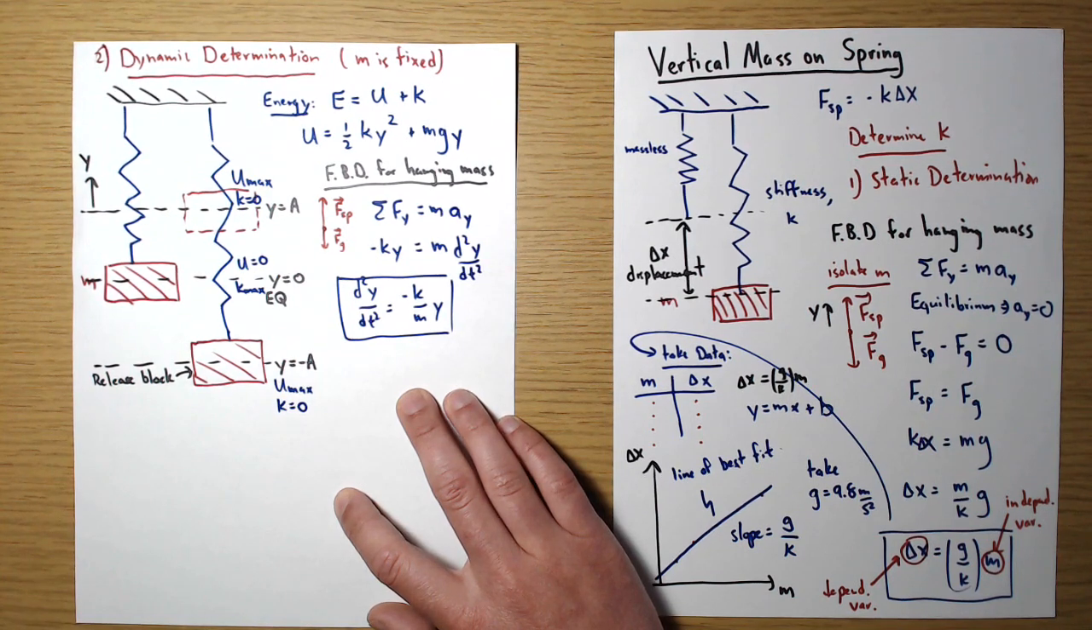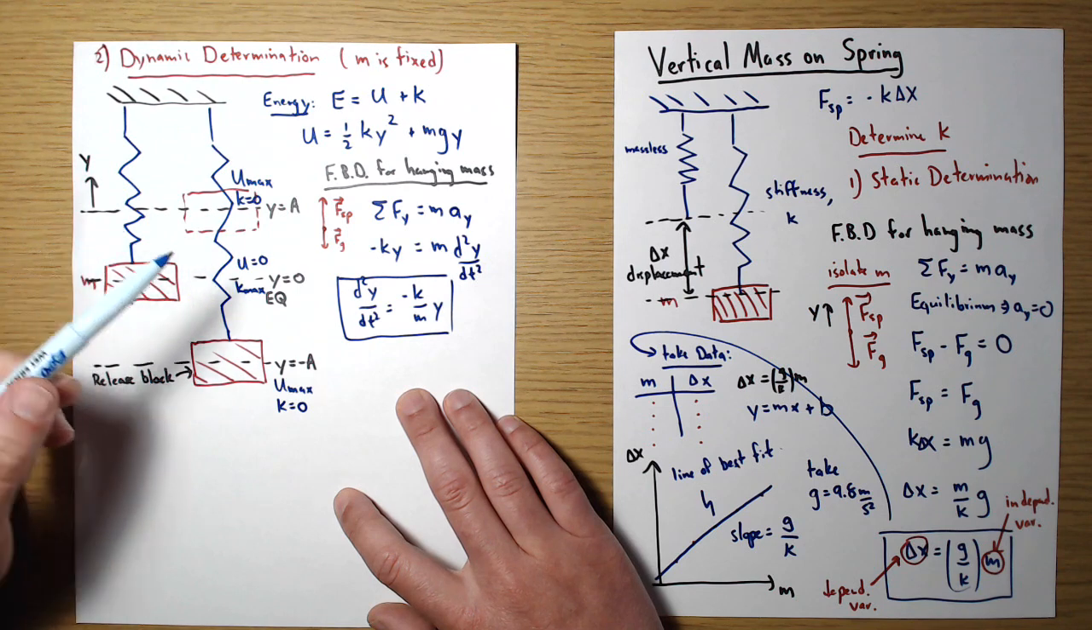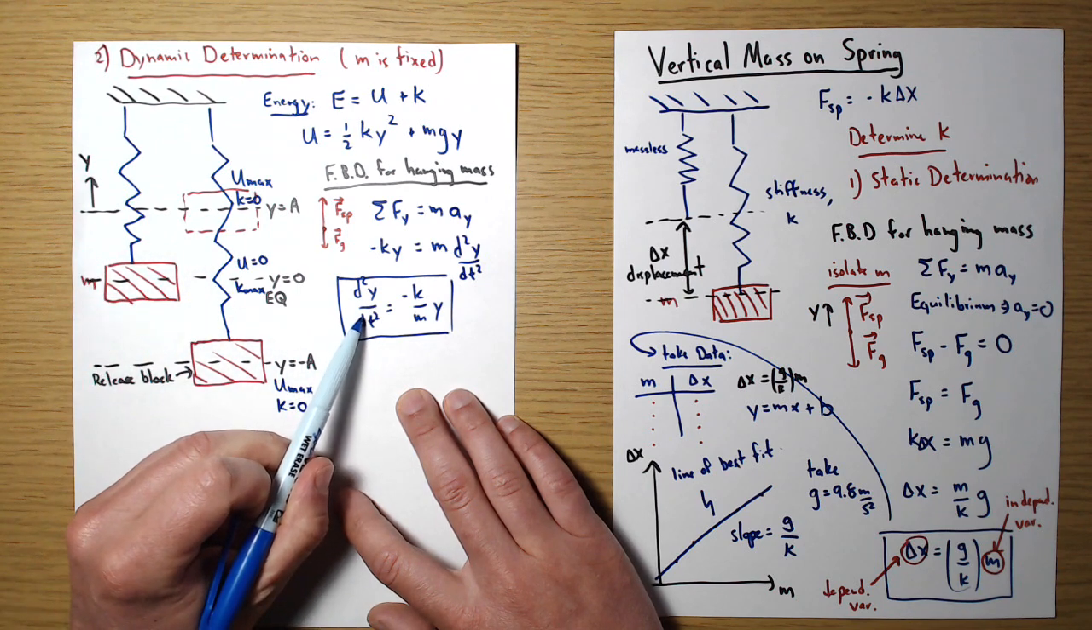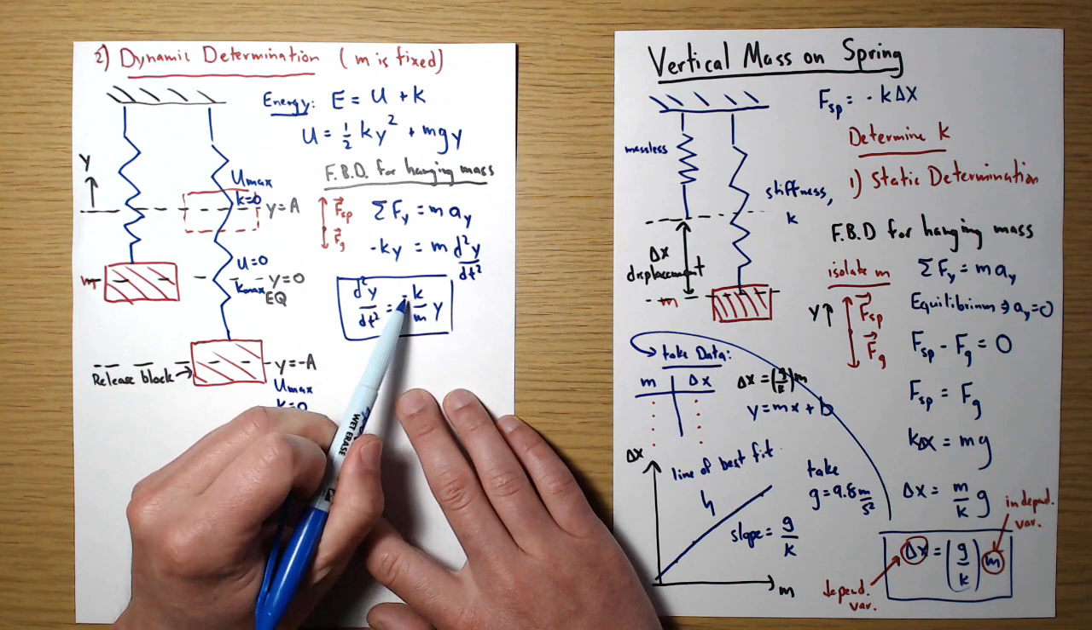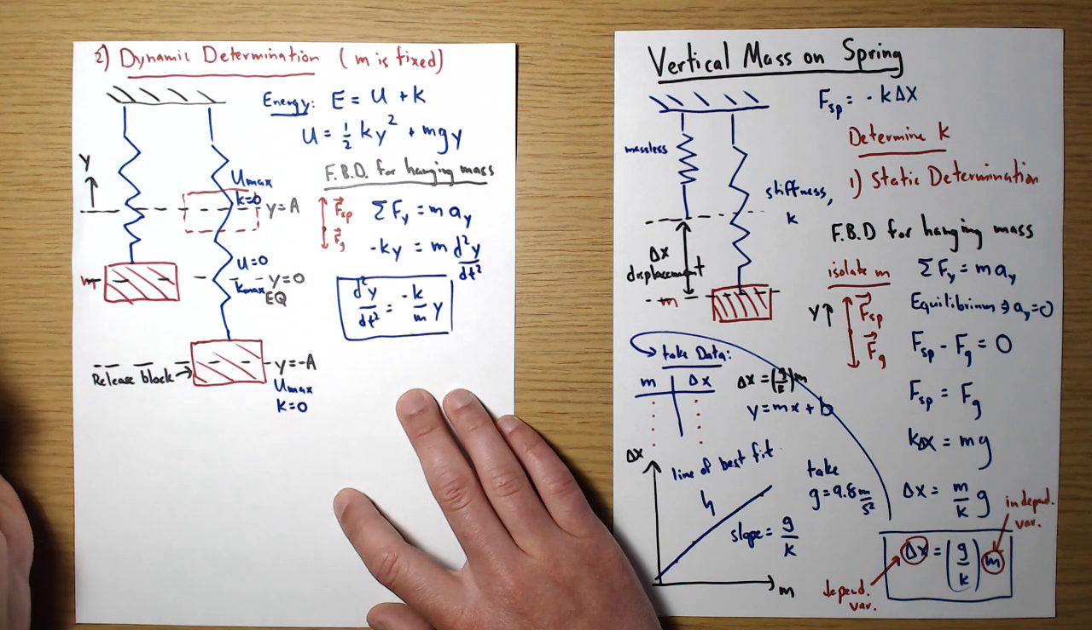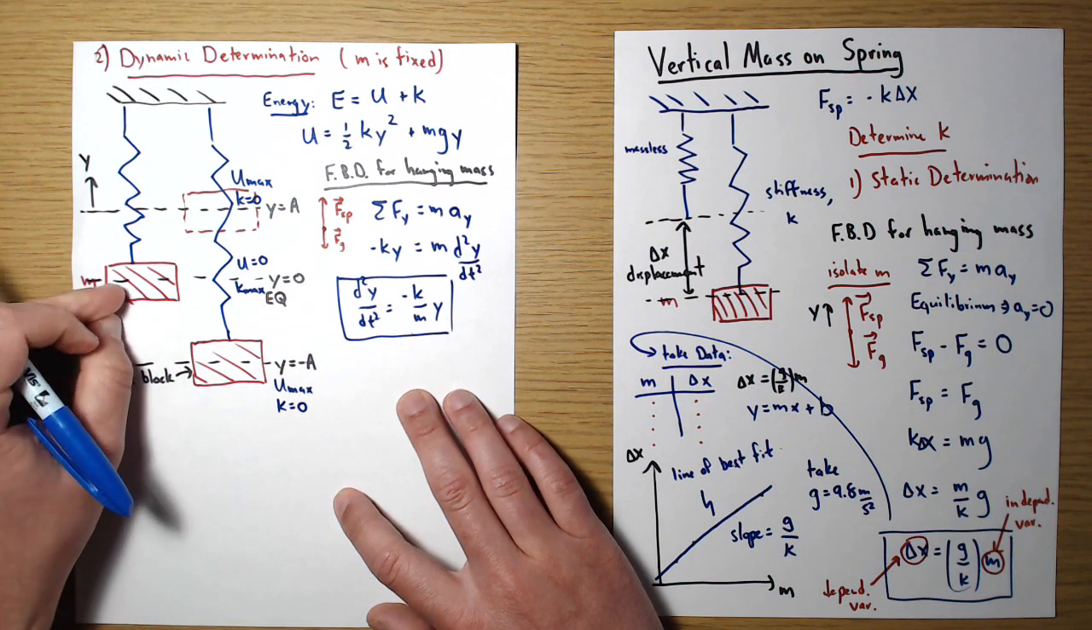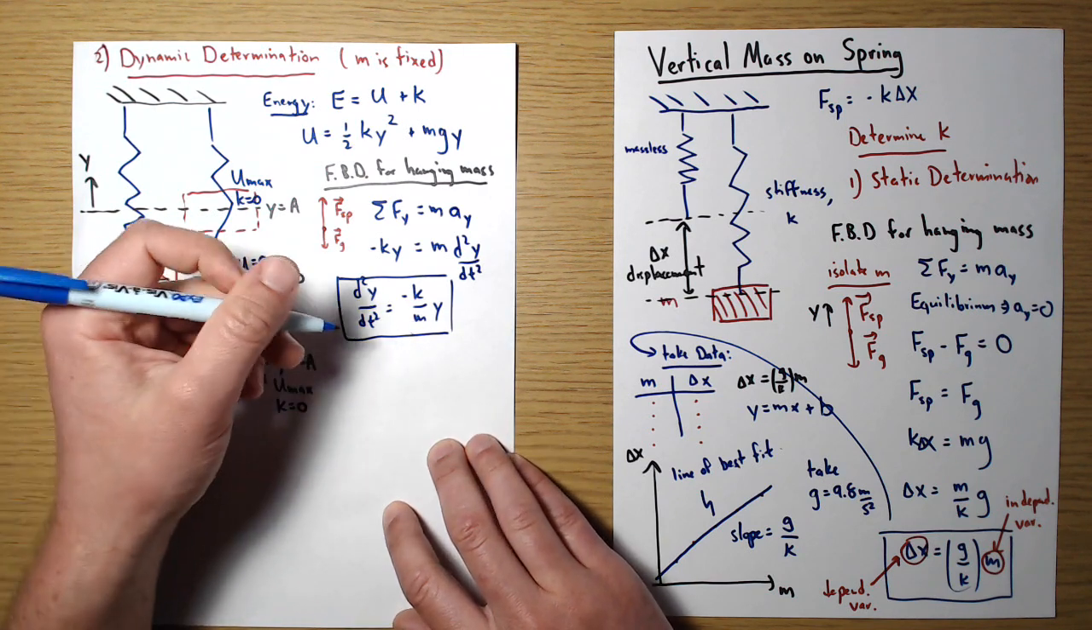This is a second order linear differential equation. When I take the derivative of some unknown function y, I simply get that function back with a minus sign and this constant factor multiplied out front. So the easiest way to solve this equation is simply using a guess and check.